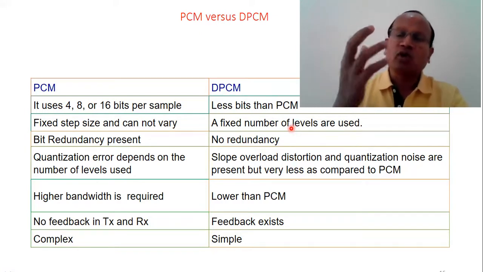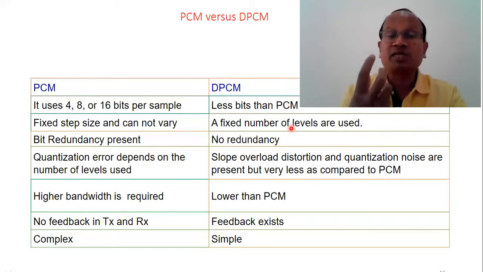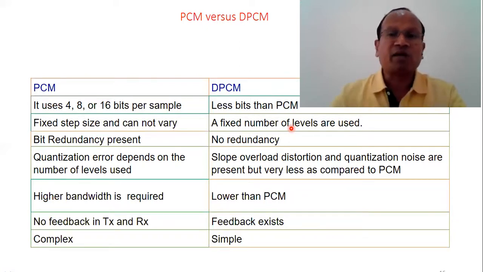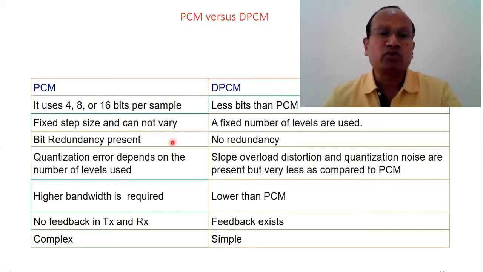The concept of step size comes in while we perform the quantization. But when we are not quantizing all the samples, rather we are quantizing the difference, it means only a fixed number of levels will be used. Bit redundancy is present in PCM, whereas in DPCM no redundancy is present. In PCM, bit redundancy is there. In DPCM, there is no bit redundancy, and that is the biggest advantage of DPCM as compared to the PCM method.